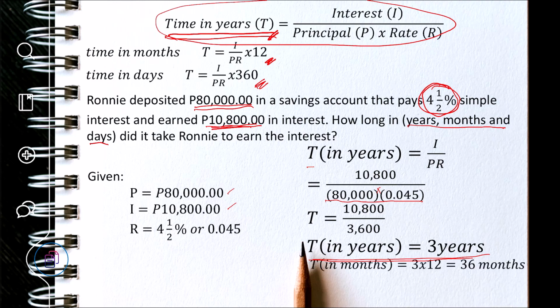Paano naman natin makukuha yung months? Yung 3 years po, multiply lang natin sa 12. That is 3 times 12 is 36 months. Pag days naman po, i-multiply lang natin sa 360. Yung nakuha natin na sagot, 3 times 360 is equal to 1,080 days. Ayan po. Ang ibig sabihin lang po, makakuha tayo ng interest na 10,800 in 3 years or in 36 months or in 1,080 days.